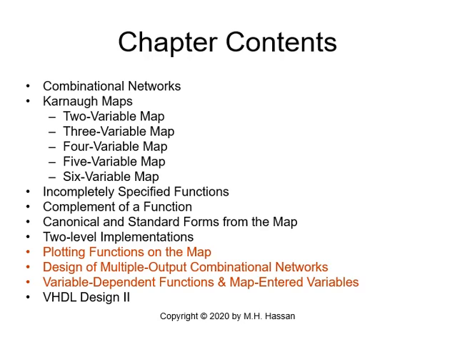The chapter contents: we covered most important parts in K.map, Karnaugh maps. We talked last lecture about incompletely specified functions, complement of a function, canonical and standard form from the K.map, and two-level implementations. We talked about 8 different two-level implementations for switching functions, including NAND and NOR implementations. Today we will talk about plotting functions on the map.